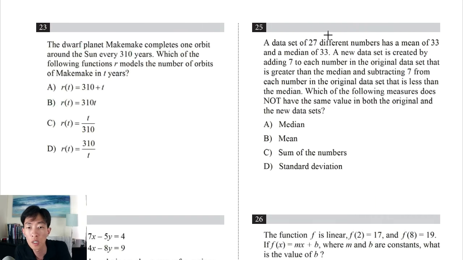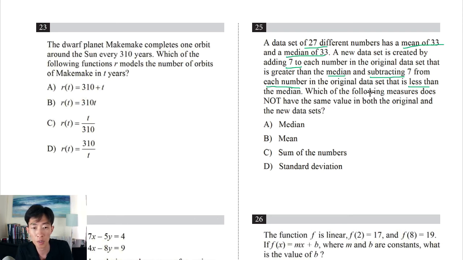Question 25. A set of 27 different numbers has a mean of 33 and a median of 33. A new data set is created by adding 7 to each number in the original data set that is greater than the median and subtracting 7 from each number that is less than the median. Which of the following measures does not have the same value in both the original and the new data sets?